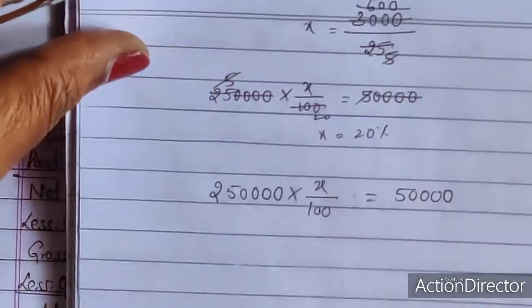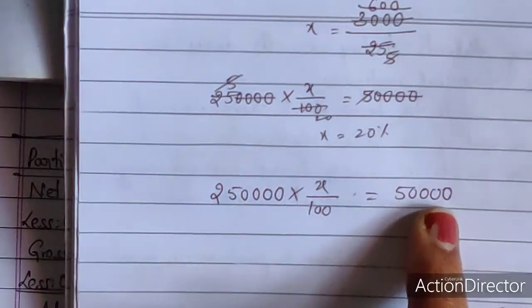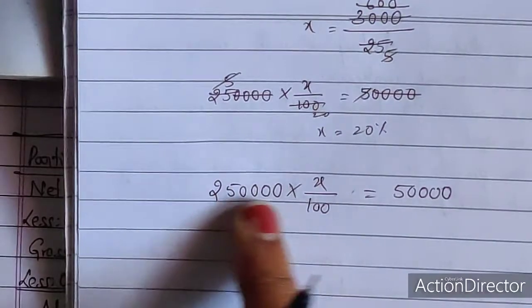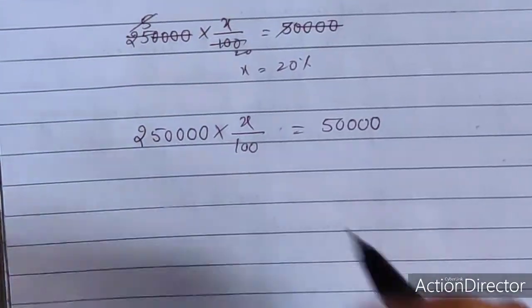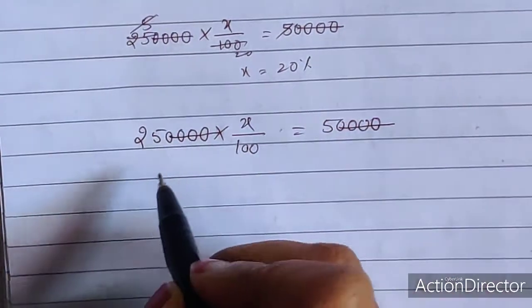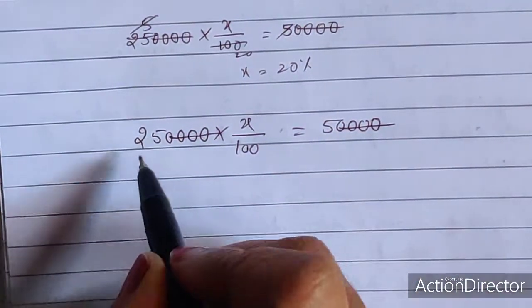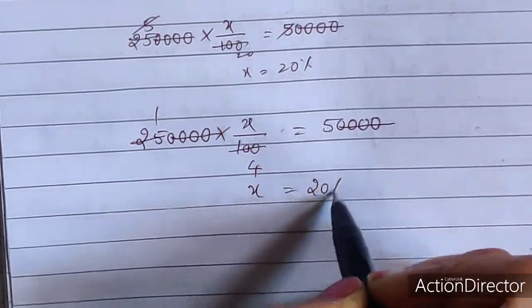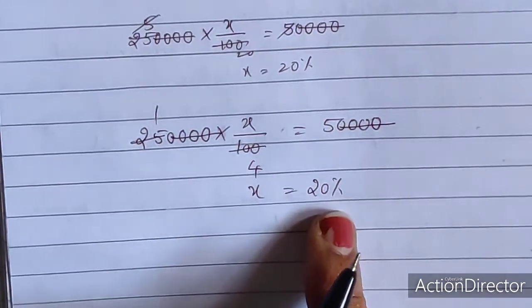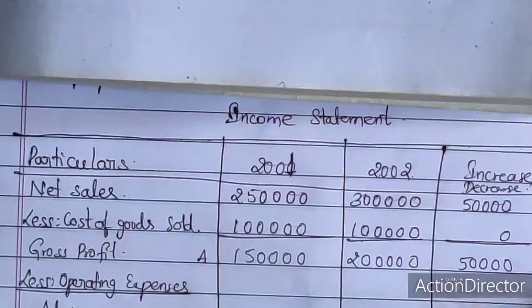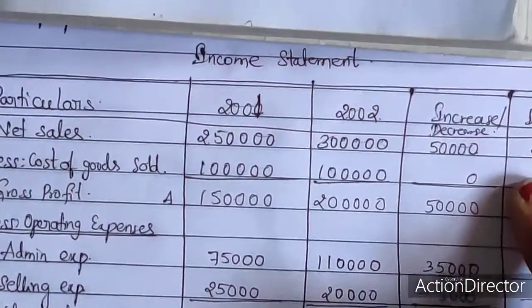So in 2001 we have 2,50,000. So 50,000 incremented in the 2002 year, and what is the percentage in this particular year? That we have to find out. So here 4 zeros, 25 ones, 25 fours, x is equal to 4 fives are 20. So it is 20%. So the increment is 20%. So here we will write 20%.